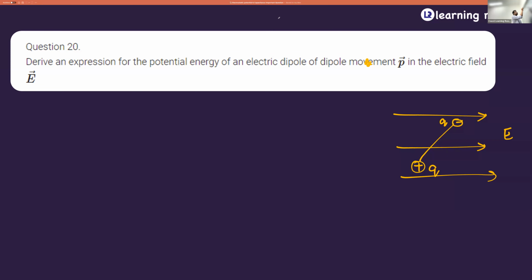Yesterday also I told you. When I explained the concept of equilibrium, I asked you to go through this. It is minus PE cos theta, right? So how to derive this? Check your notes, go through it once, then write it.